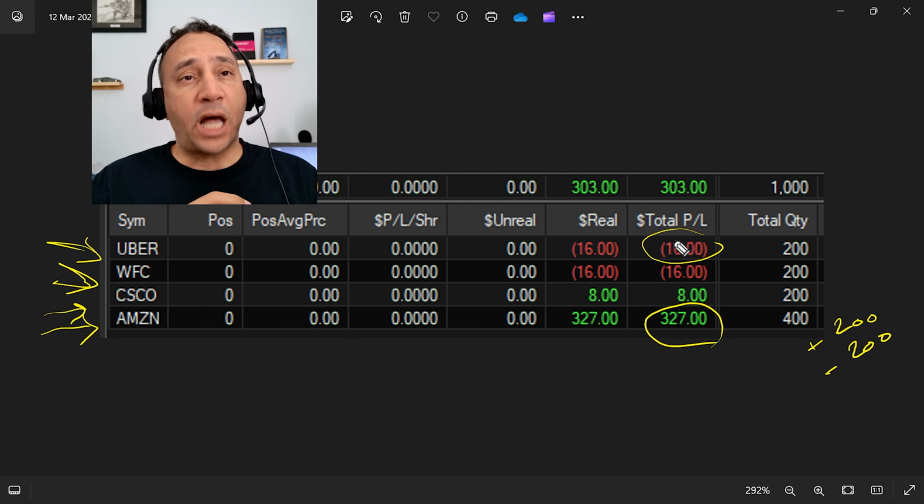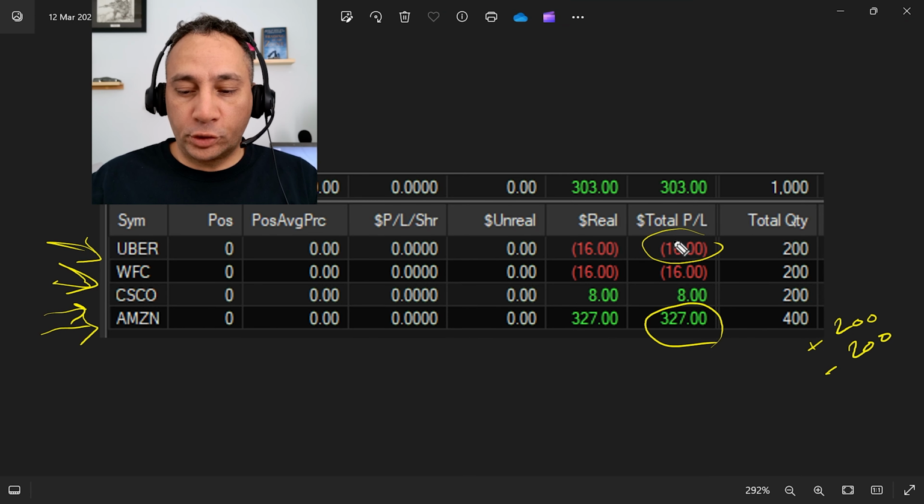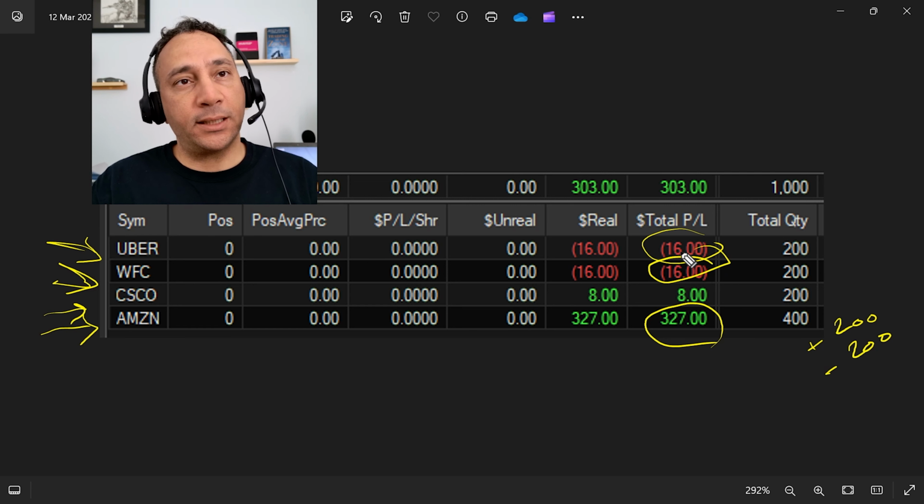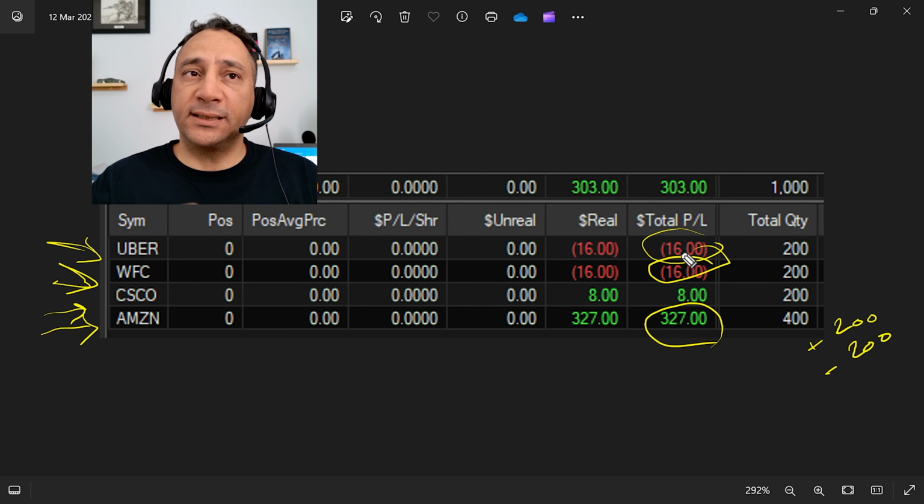Total loss $16. That's consistency. That means he was not losing more than 15-16 cents per share. That's his risk.